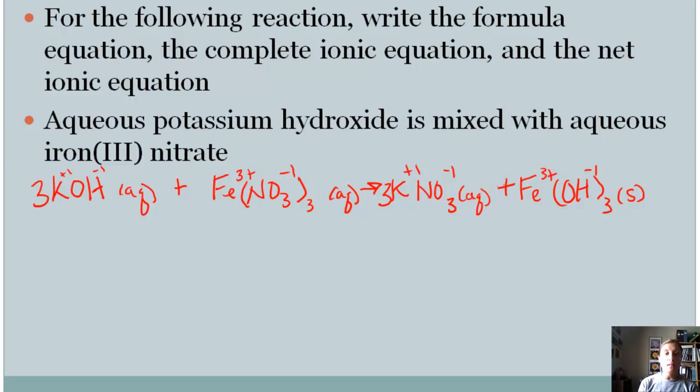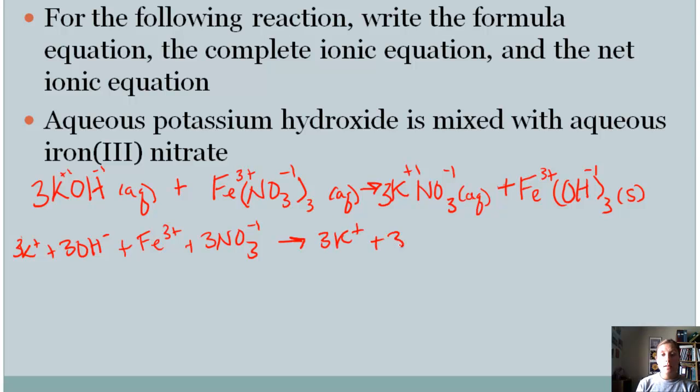Okay, now I need to move on to the complete ionic equation, which means I'm going to break apart anything that's aqueous into its ions. Potassium hydroxide is aqueous, so we have 3K plus 3 OH minus, because that 3 applies to the entire compound. Plus I have my iron and 3 nitrates. Potassium nitrate is also aqueous, so we have 3K plus 3NO3. Now, iron hydroxide is a solid, so I'm not going to break it apart. I'm going to leave it together. And that's our complete ionic equation. It's showing exactly what's in the beaker, basically.